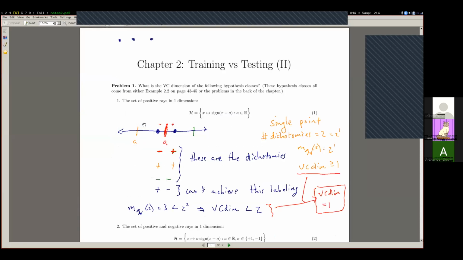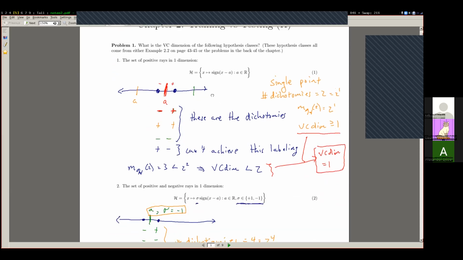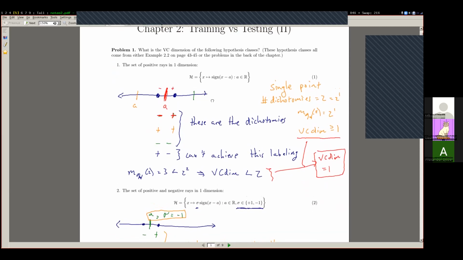The notes that we went over last time, or that I gave out last time, was this chapter 2, training versus testing, part 2. And there's 2 problems with a number of parts on here, but this is the first thing that's really got the practice midterm sort of questions on it. But this first problem is going through a bunch of VC dimension calculations. And we went through some of those last time at the end of class.